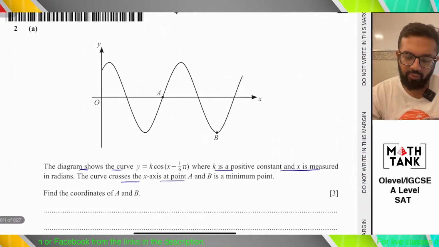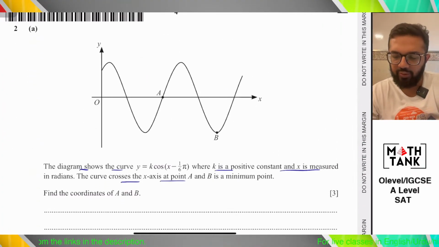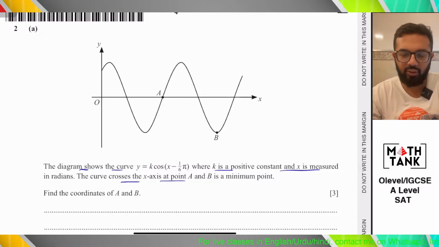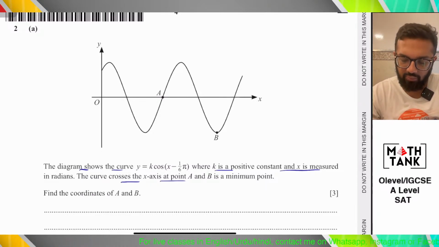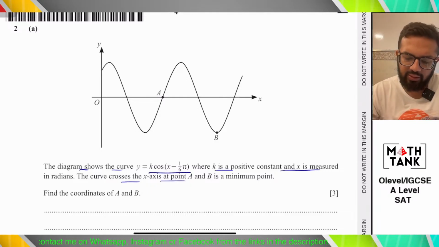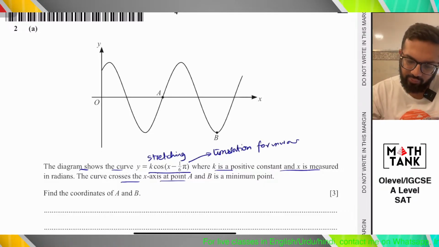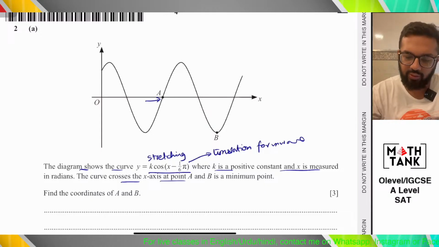Okay, question number 2. The diagram shows a curve, where k is a positive constant and x is measured in radians. The curve crosses the x-axis at point A and B is the minimum point. Find the coordinates of A and B. Okay. Now, what I see is that stretching has happened and translation forward. So the x coordinates that change will have changed because of the translation forward.